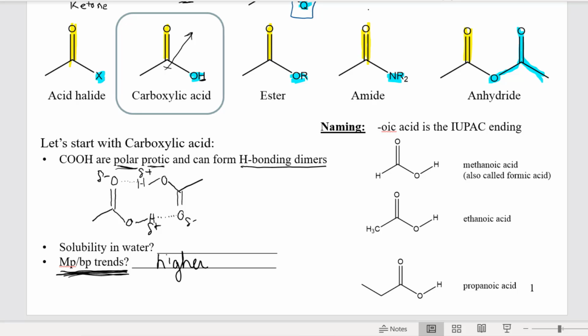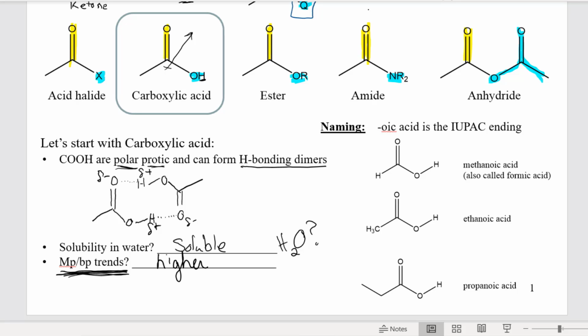How about solubility in water? Well, if you guessed soluble, in general, again, it depends on how many carbon chains, how greasy the system is, but in general, carboxylic acids tend to allow for the solubility in water. Like dissolves like, right? So it can hydrogen bond to water and thus give us a solution.